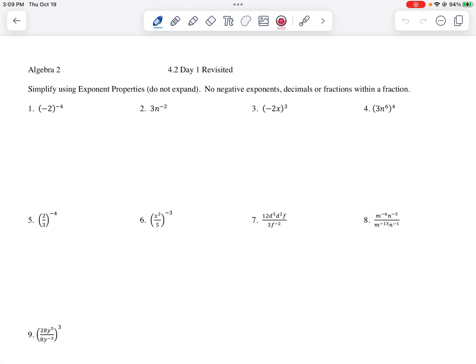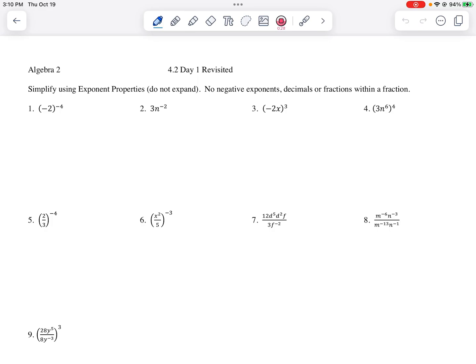So let's just revisit the exponent properties to make sure that we're on the same page here. You want to use the exponent properties. You don't want to expand, okay? We don't want to expand, and I noticed on some of the homeworks, students were expanding based on what we did in the investigation. The investigation was just to refresh our memory on the exponent rules.